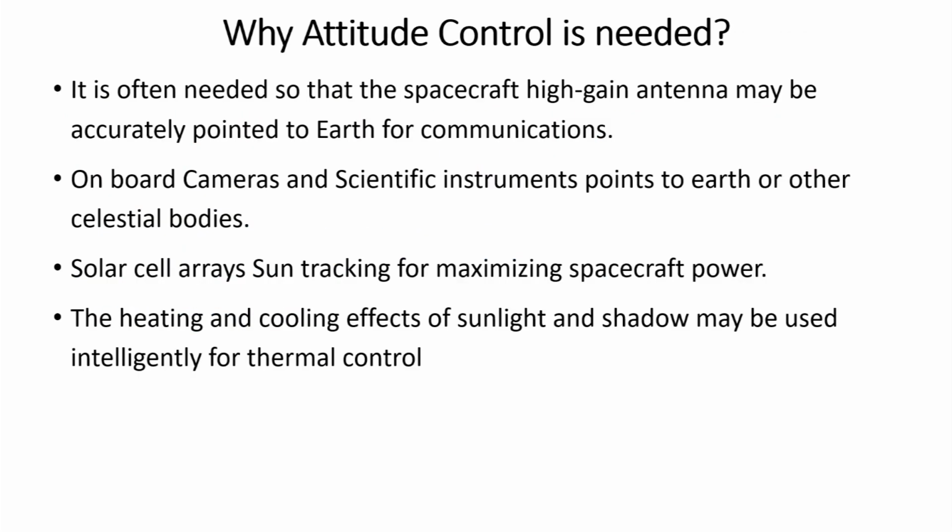Now, why is attitude control needed? The reason is that the spacecraft generally needs a very high gain antenna. High gain antenna means the beam width is very narrow, a very pointed beam, so that I can have very reliable communication, or in remote sensing, a very good resolution. So, the antenna should accurately point to the earth for communications.